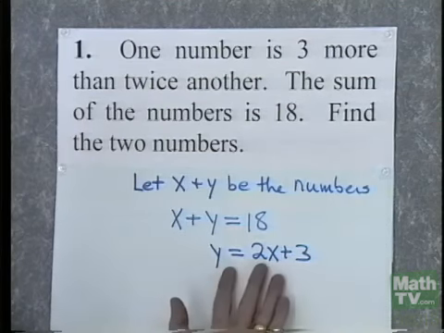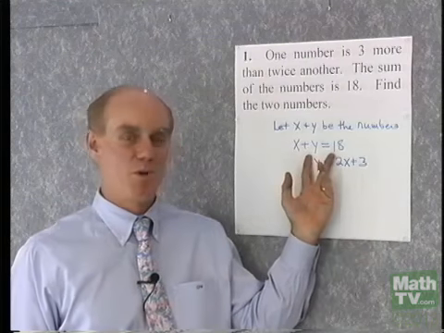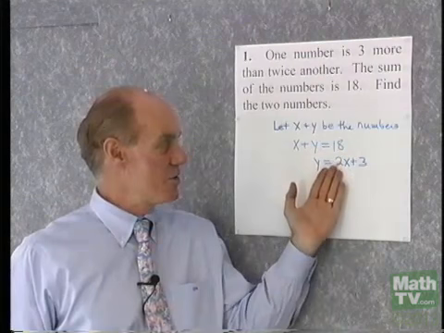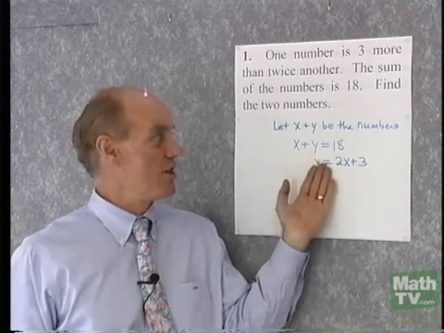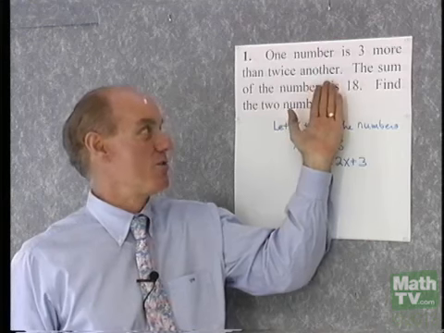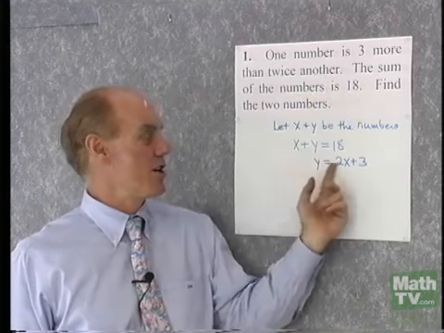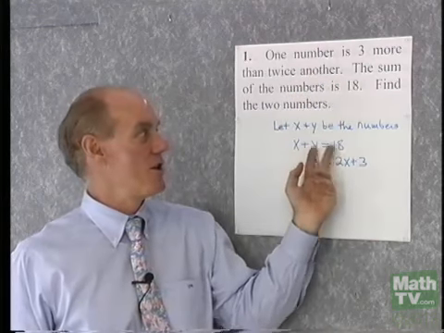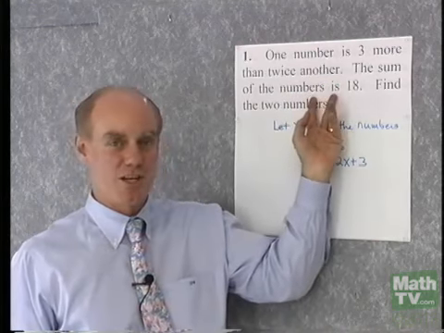So this system of equations that I've written right here, x plus y equal 18 and y equal 2x plus 3, together describe the situation described in this problem. The second equation tells us that one number is 3 more than twice another, and the first equation tells us that the sum of the two numbers is 18.